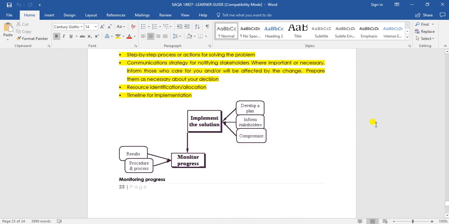The implementation, this is an illustration of the implementation. Implement the solution. You need to develop a plan, inform stakeholders, and compromise. Monitor progress and the outcome, results, and procedure on the process.